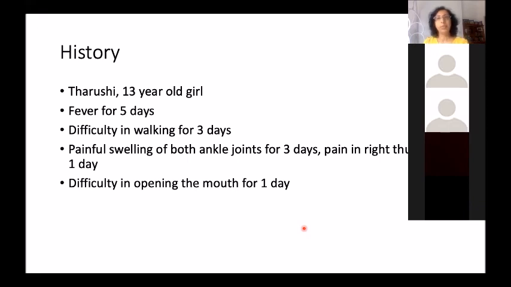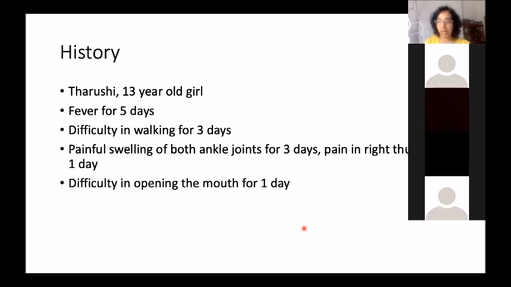Now, if you were the first contact doctor who's going to see this child, what are the possibilities that come to your mind? JIA. What type of JIA? Polyarticular. Okay, right. So you think of polyarticular JIA, right? Very good. Anything else? What do others think?